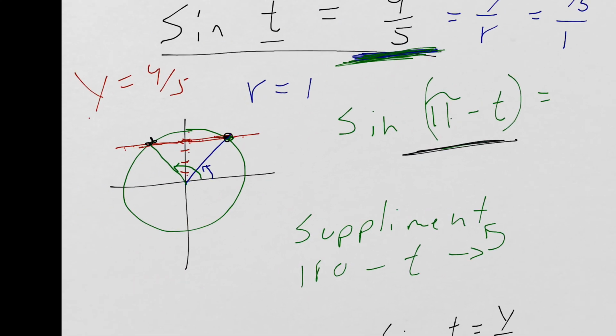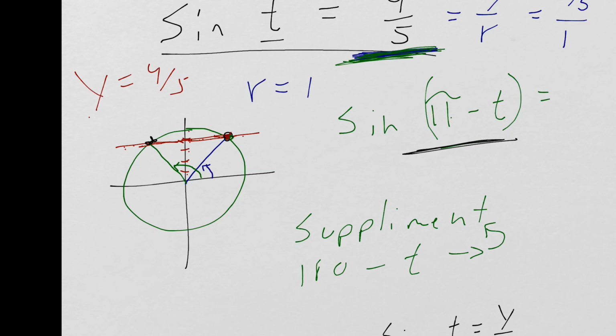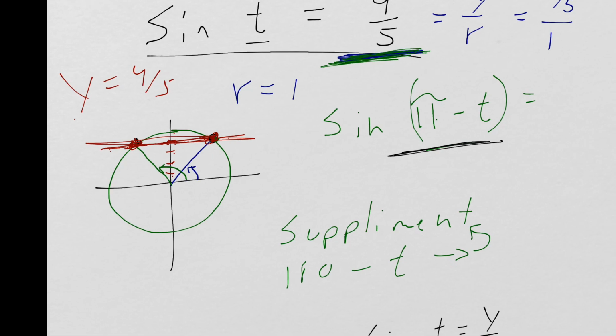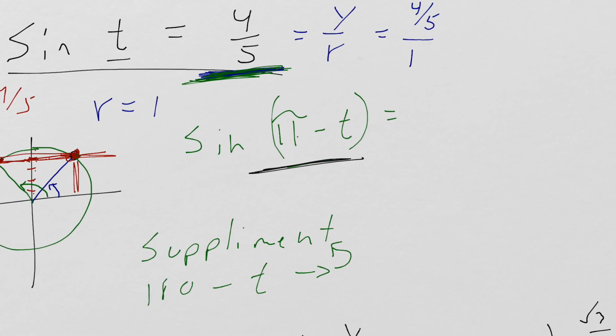So kind of back up to here now. Its supplement is straight across. So it turns out the first two angles I drew right away, they're supplements to each other. Okay? One is here, one is here. Both of them have the same y distance. So both of them will have the same value. So if sine of t is 4/5, sine of pi minus t is also 4/5.